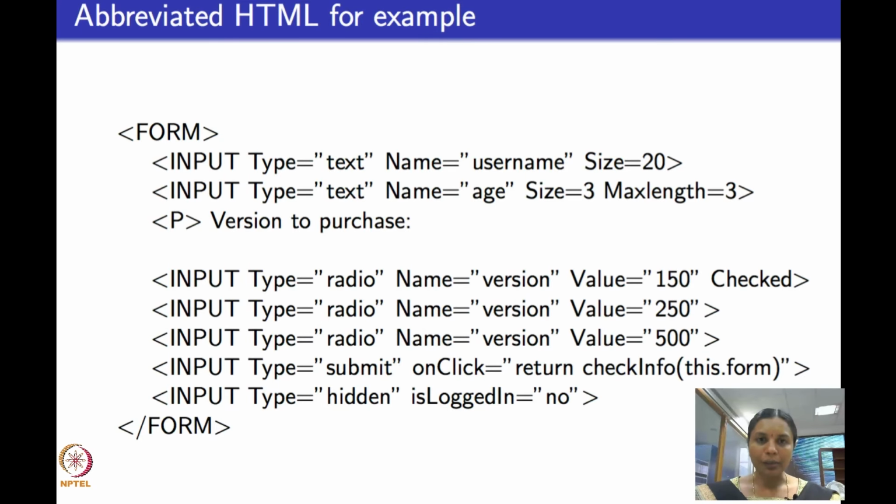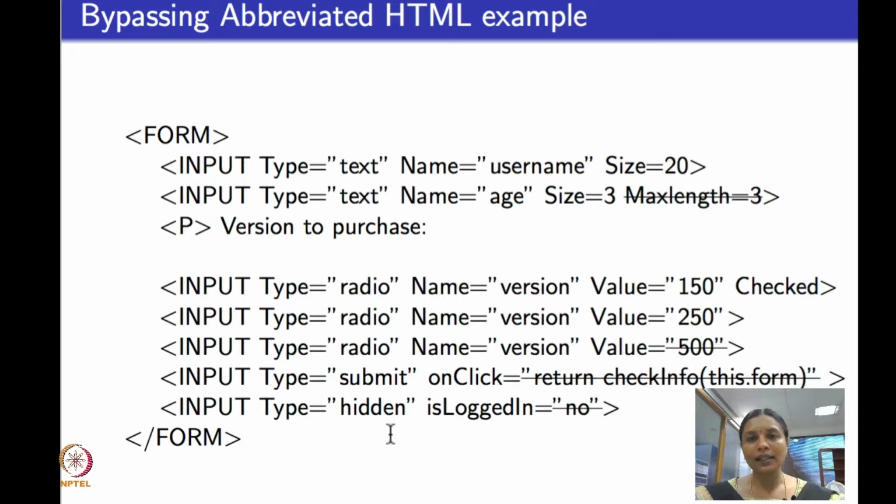So for the same example here, this is the HTML that corresponds to a normal form. How do I bypass it? I will modify this HTML. What are the modifications that I'll do to the HTML? I have depicted it like this. I will remove the part that says max length is 3. That lets me enter any garbage value that is a number for age. And I will make some other modification.